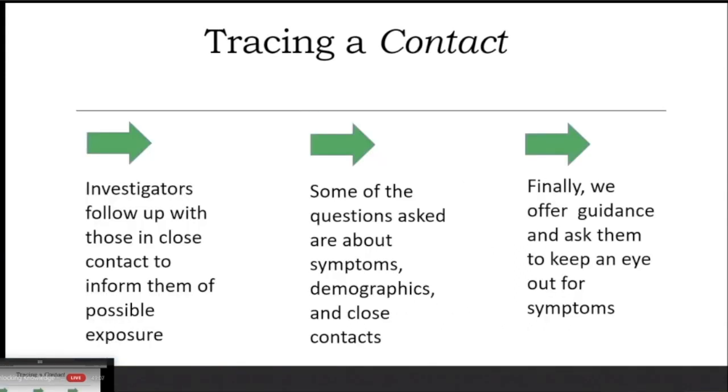Tracing a contact. This is what we do when we reach out to those family and friends of active cases who have been in close contact to inform them of possible exposure. We do this while still maintaining the privacy of the case. We ask some of the same questions, such as symptoms and demographics, but also more questions generating automatically when symptoms are reported, making that contact a probable case. Finally, we offer guidance and advise that they monitor their symptoms should they appear.